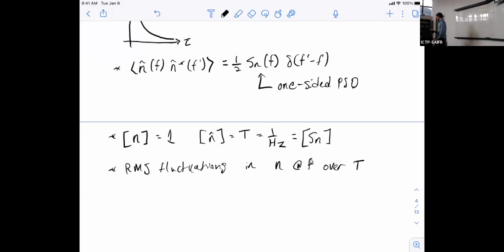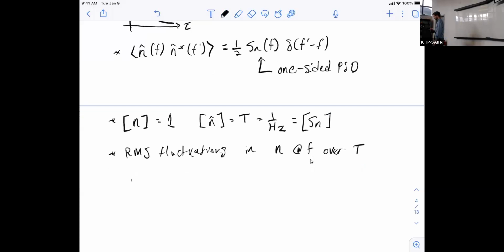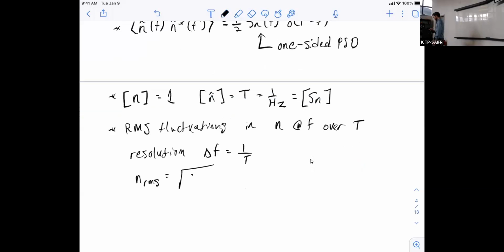Well, having taken only a limited amount of time, it turns out that our resolution is set by how much time you take. The more time you take, the finer your frequency resolution, right? It's just a Heisenberg uncertainty relation. So the resolution of a finite stretch of data, delta f, is 1 over the duration you use. And it turns out that the RMS fluctuations, n_RMS, is equal to the square root of the PSD, but I have to give it the right units by multiplying it by delta f, or dividing it by the duration.